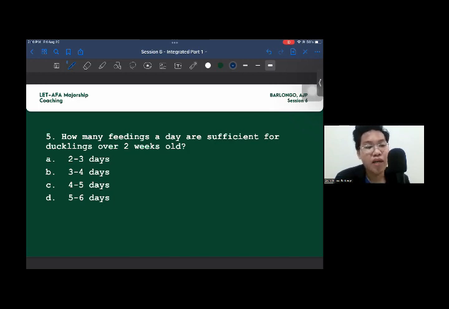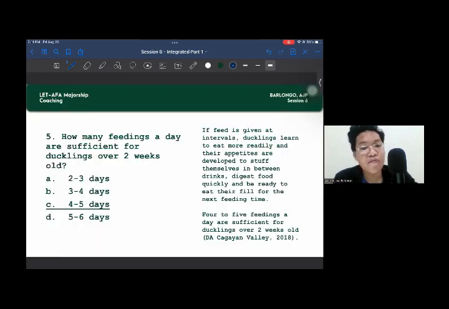A, 2 to 3 days. B, 3 to 4 days. C, 4 to 5 days. Or letter D, 5 to 6 days. The answer is 4 to 5. So, the Department of Agriculture in Cagayan Valley says that if feed is given at intervals, ducklings learn to eat more readily and their appetites are developed to stuff themselves in between drinks, digest food quickly, and be ready to eat their fill for the next feeding time. So, in line with that, 4 to 5 feedings a day are sufficient for ducklings over 2 weeks old.